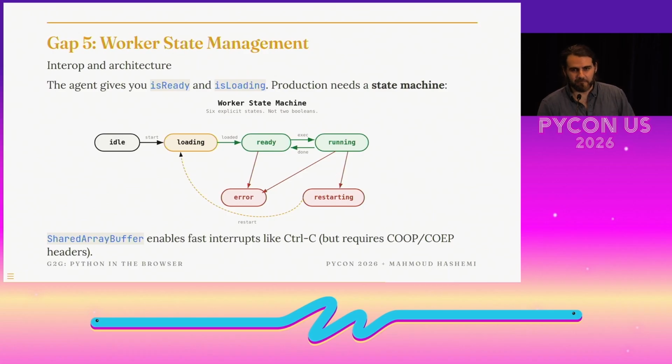And finally, speaking of abstractions, worker state management. Earlier, the agent gave us just isReady and isLoading. What happens if both of those are true, right? This gives us 50% invalid states possible. And so really, for production, you want to have a state machine, and you want to ideally expose that state to the user. So they know when the site's loading, they know when the site is processing, and so forth. You should use a SharedArrayBuffer to get a fast, Control-C-like interruption of something that goes out of control. That requires special HTTP headers that the agent, I guess, didn't know about, even though they're standard.